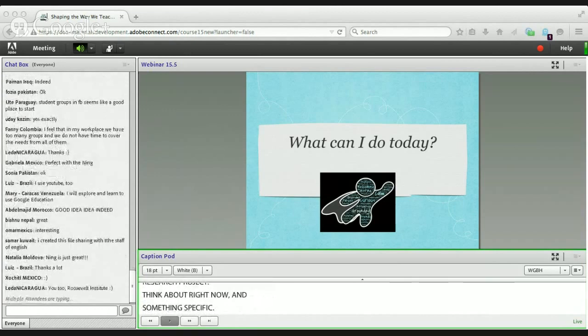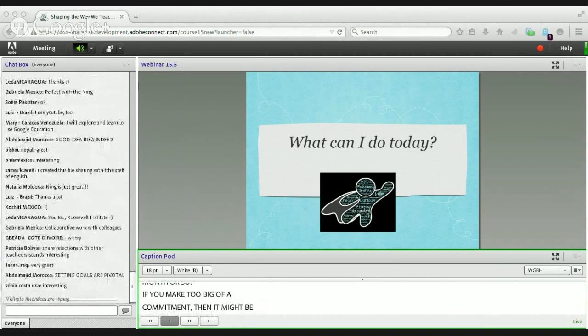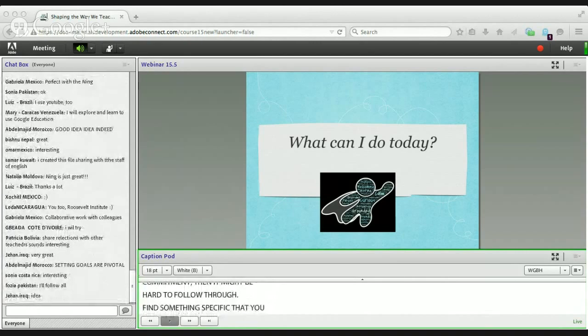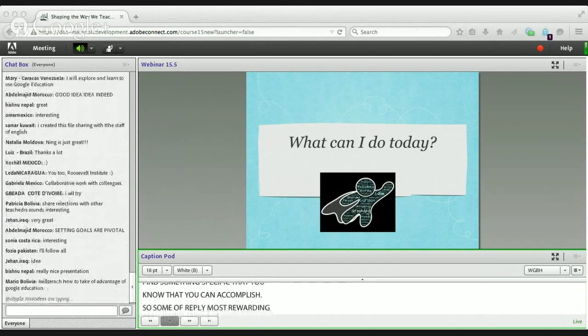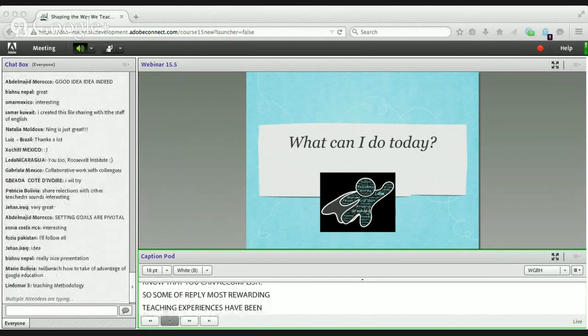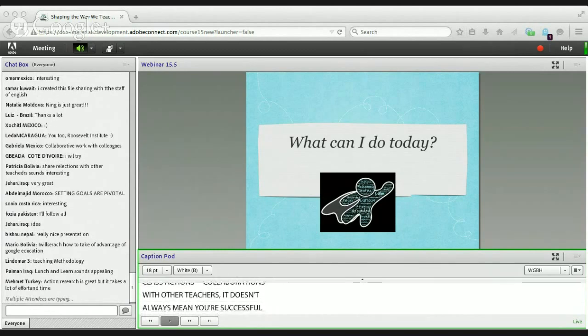If you make too big of a commitment, then it might be hard to follow through. Find something specific that you know that you can accomplish. So some of my most rewarding teaching experiences have been collaborations with other teachers because I felt supported and we were taking risks and trying something new. It doesn't always mean we were successful, but then we go back to our reflection, we think about what happened and we try again. But this idea of doing something new with someone else made it very exciting, right?